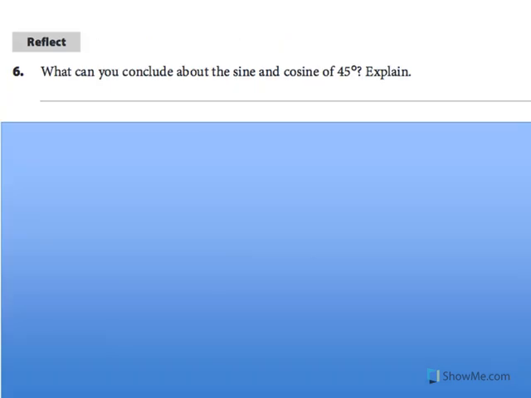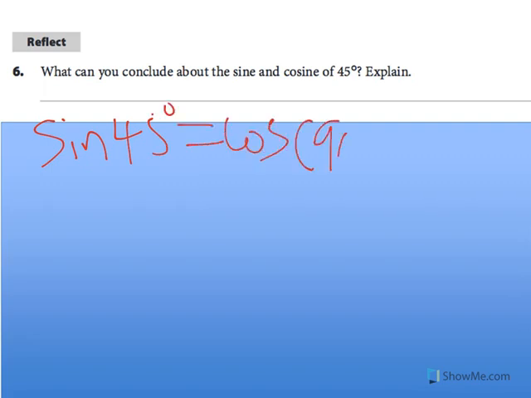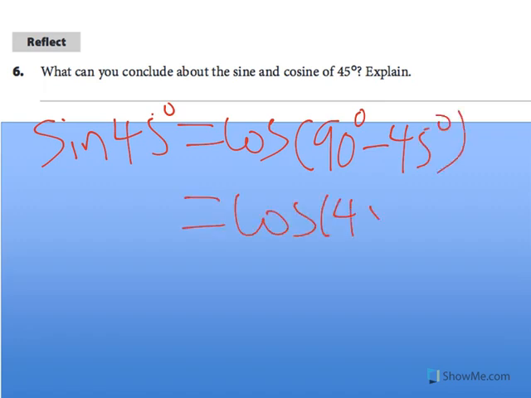Okay, so what can you conclude about sine and cosine of 45 degrees? Well, if we were to write sine of 45 degrees equal to cosine of 90 degrees minus 45 degrees, which is the same as cosine of 45 degrees. So then we can conclude that sine of 45 degrees and cosine of 45 degrees are equal to each other.